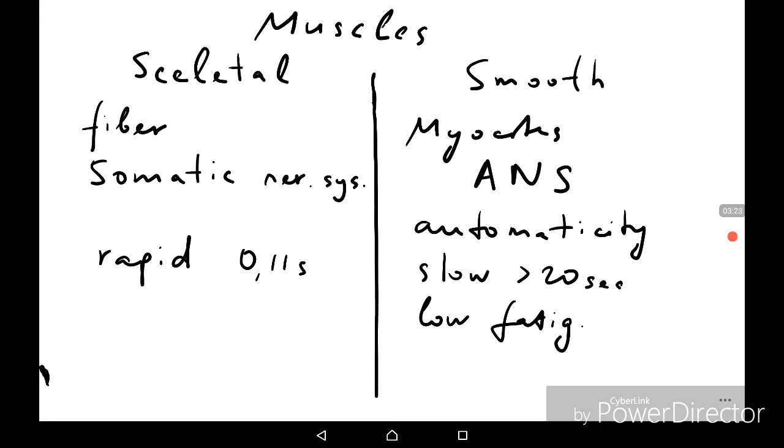Skeletal muscles get fatigued soon after the beginning of the work. High fatigability. And the smooth muscles are highly sensitive to the chemicals, to drugs, to hormones. If we apply a drop of acetylcholine on the smooth muscles, we will observe the reaction, and we will not if we apply acetylcholine on the surface of the skeletal muscle.